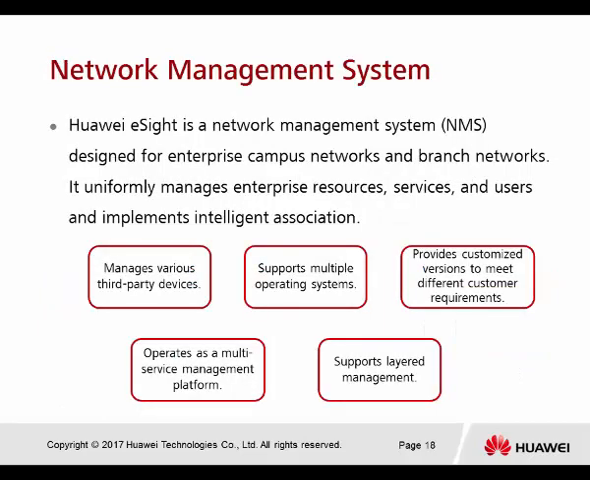The next one is the network management system, Huawei eSight. This eSight is one of the Huawei software. They call it eSight. It's one of the NMS software, designed for the enterprise campus network and the branch network. It uniformly manages the enterprise resources, services and users, and implements the intelligent association. This software not only supports all the Huawei devices, you also can use it for other vendors' devices.